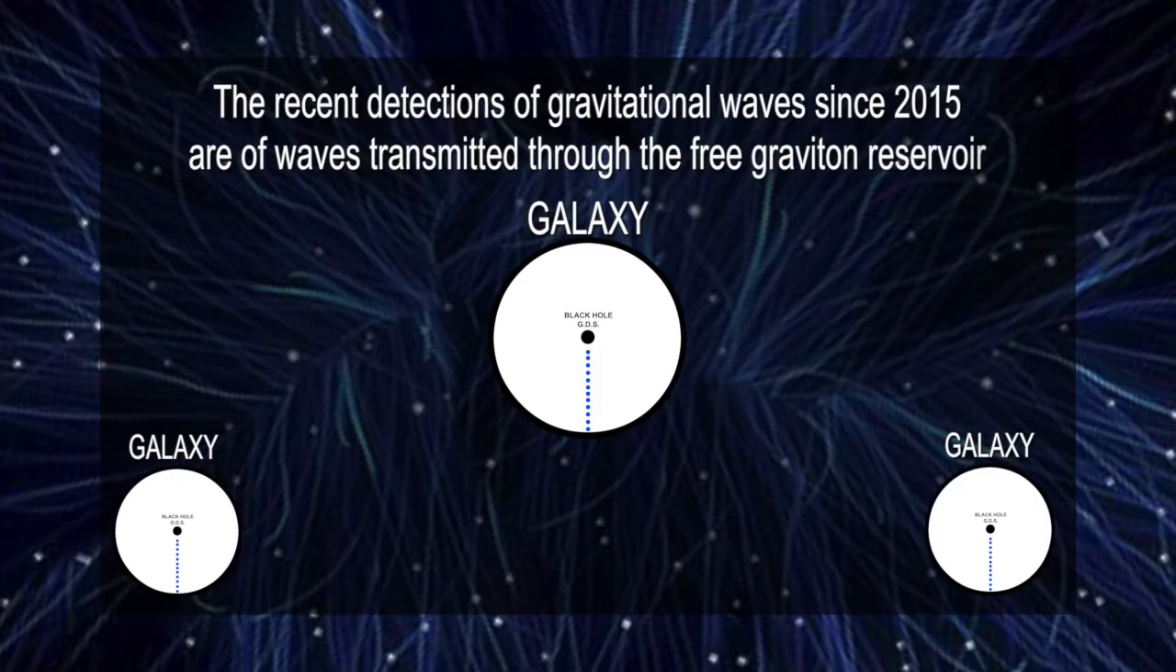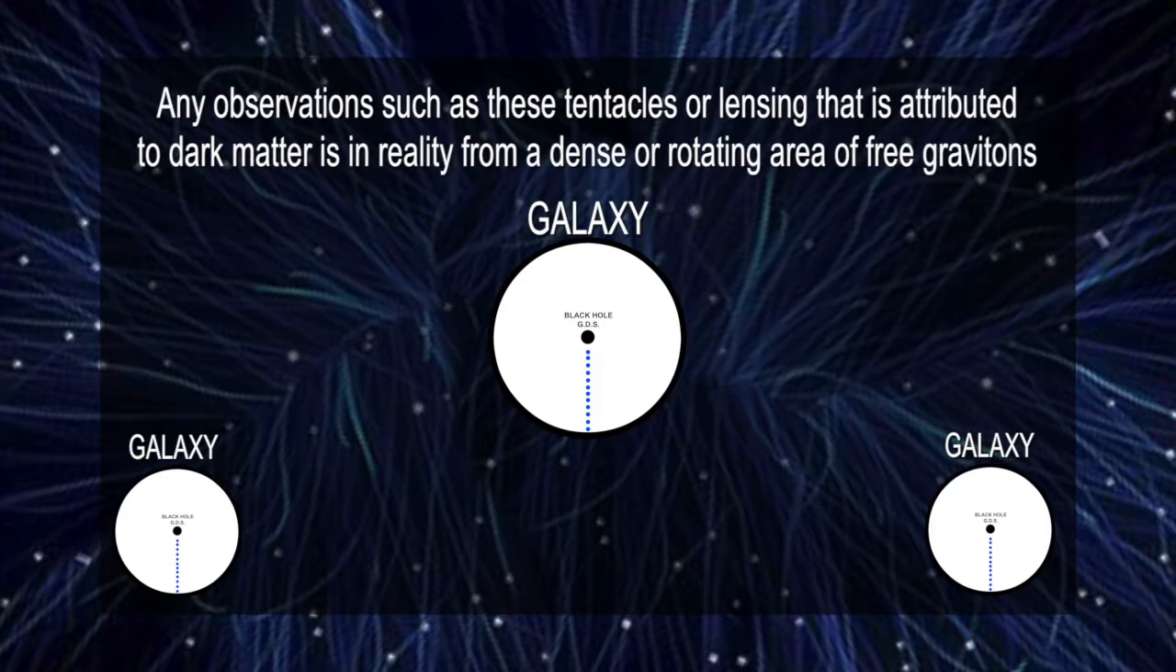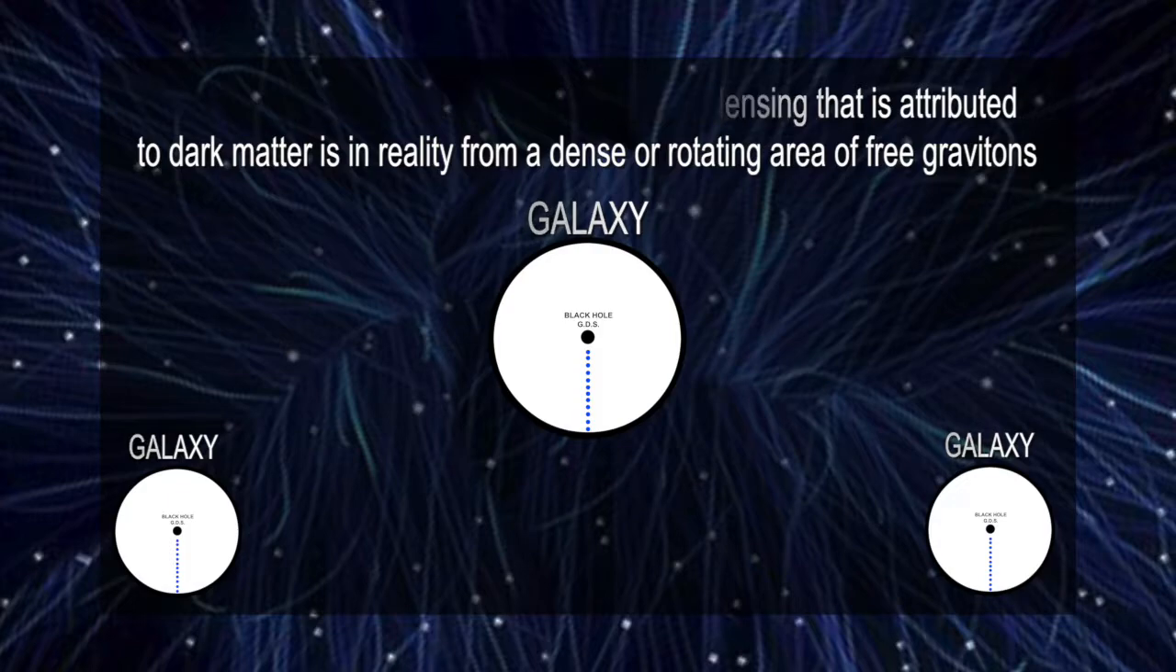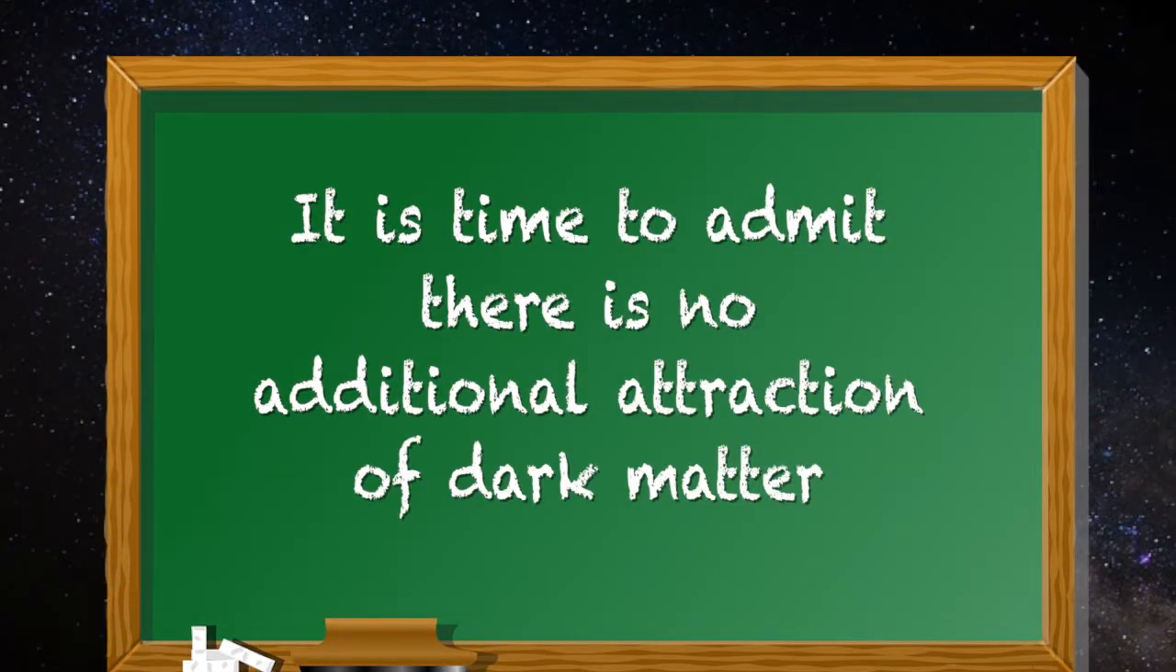The recent detections of gravitational waves since 2015 are waves transmitted through the free graviton reservoir. Any observations, such as these tentacles or lensing that is attributed to dark matter, is in reality from a dense or rotating area of free gravitons. It is time to admit there is no additional attraction of dark matter.